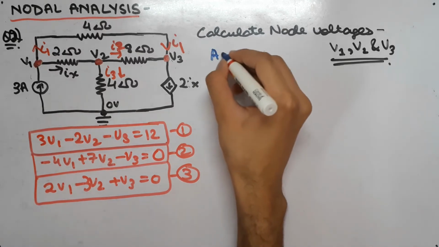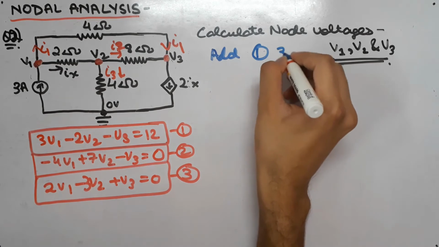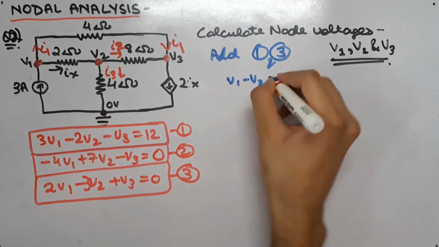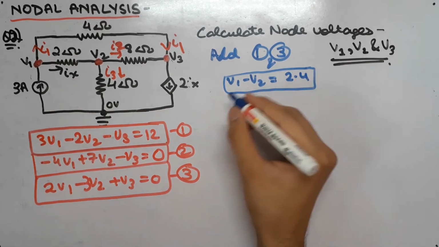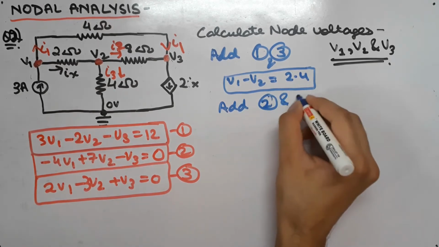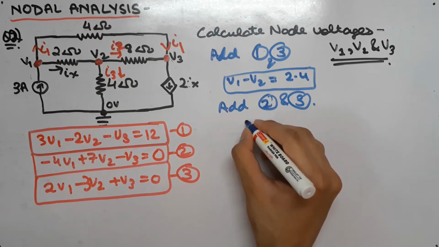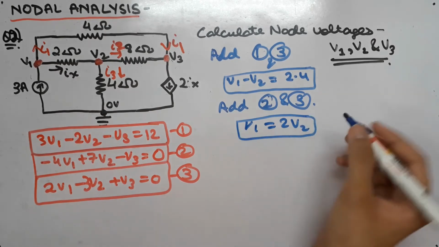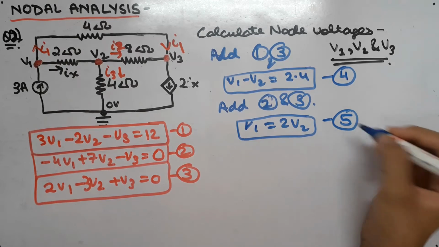So firstly, we are going to add equation 1 and equation 3. From there we will get V1 minus V2 is equal to 2.4. Now secondly, we are going to add the equations 2 and 3. From there we will get the equation between V1 and V2. That is, V1 is equal to 2V2. We will name this equation as equation 4 and this as equation 5.